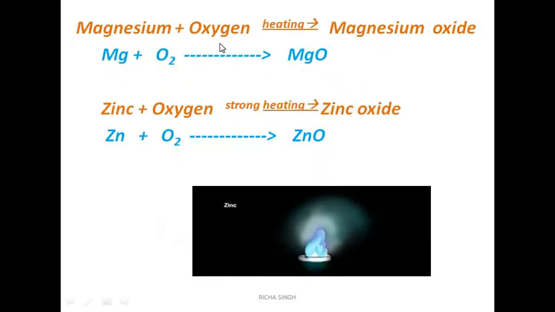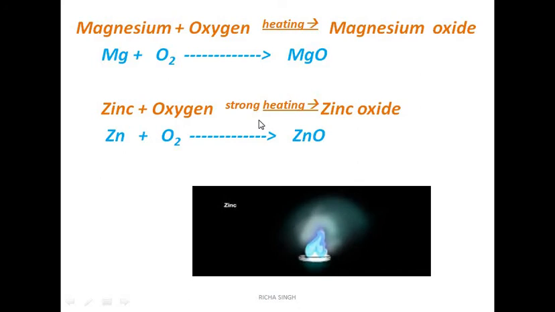Let's see some more reactions. Magnesium reacts with oxygen, but it needs additional heat. When this additional heat is provided, it is forming magnesium oxide. This is the word reaction. Chemical equation is Mg plus O2. It is giving MgO.